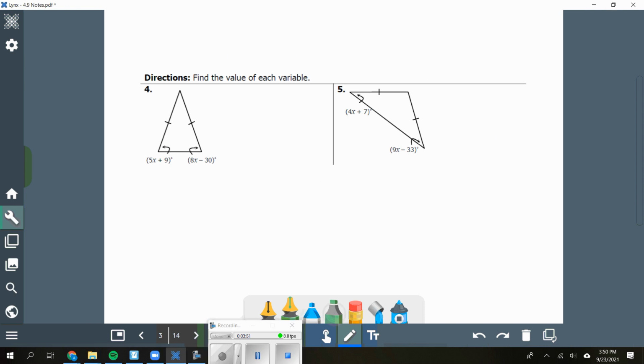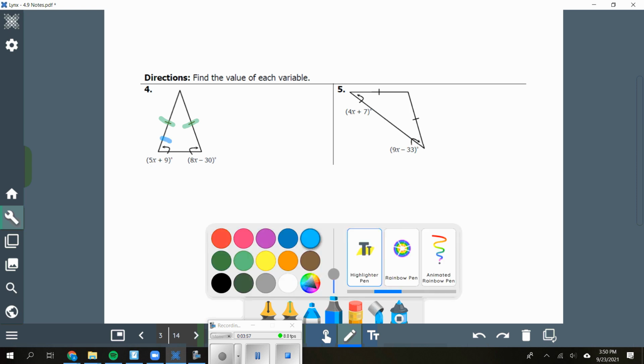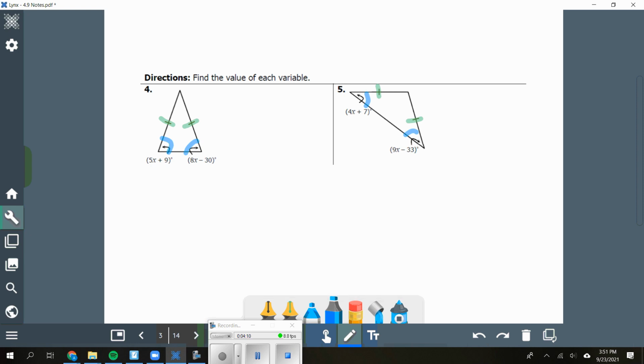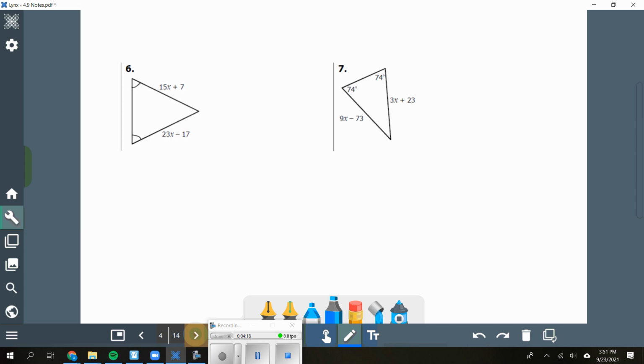I'm not going to take the time to solve all these. I want to respect your time, but since I have two congruent sides, that means I have two congruent angles. So I can just set those two angles equal to each other. You have to make sure that you have the angles across from your sides. You have to have your base angles. The base angles sit along the same side. If you had your vertex angle, then you wouldn't be able to set equal.